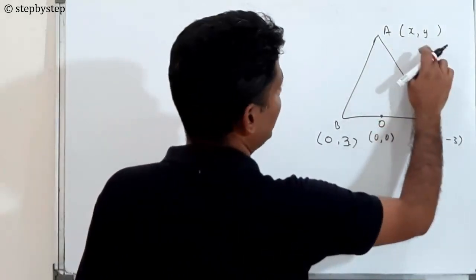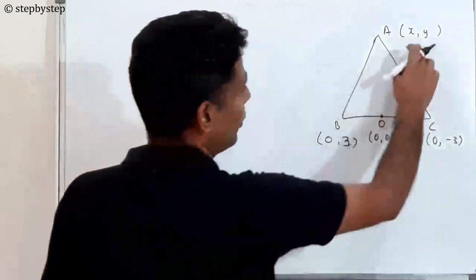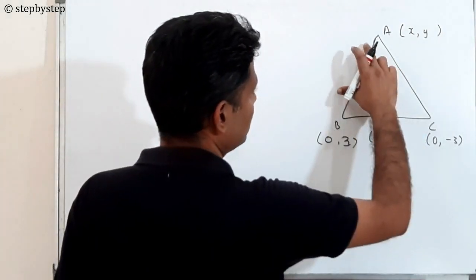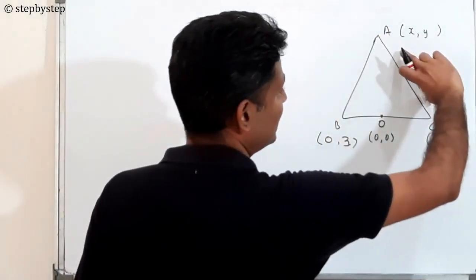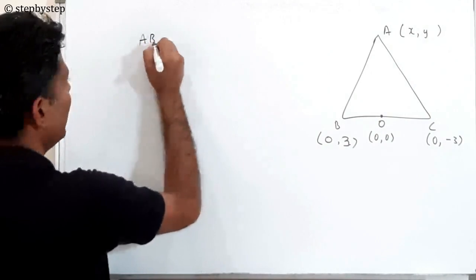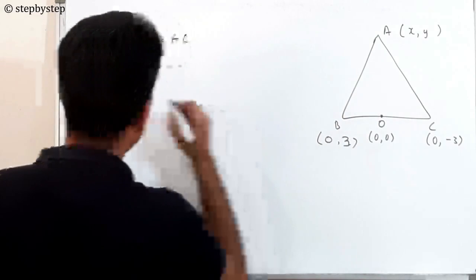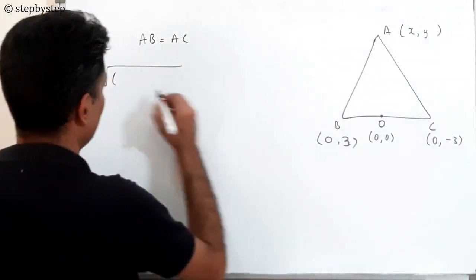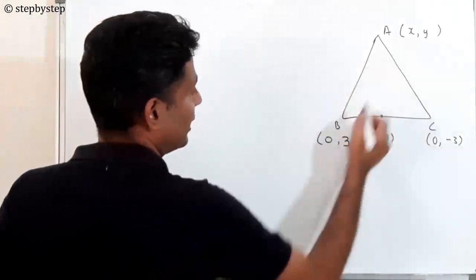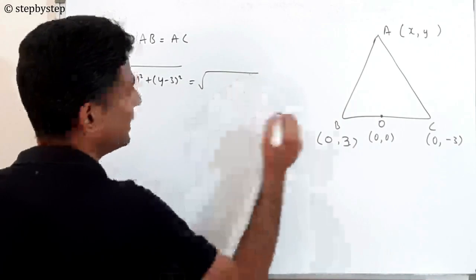Now we need to find the coordinates of A, that is x and y. How do we find it? Again, there are two unknowns, so we need two equations. First, since it's an equilateral triangle, AB will be equal to AC, right? So what do we have? Root of AB is the square root of (x2 - x1), that is (x - 0) whole square, plus (y2 - y1), that is (y - 3) whole square. This will be equal to AC.